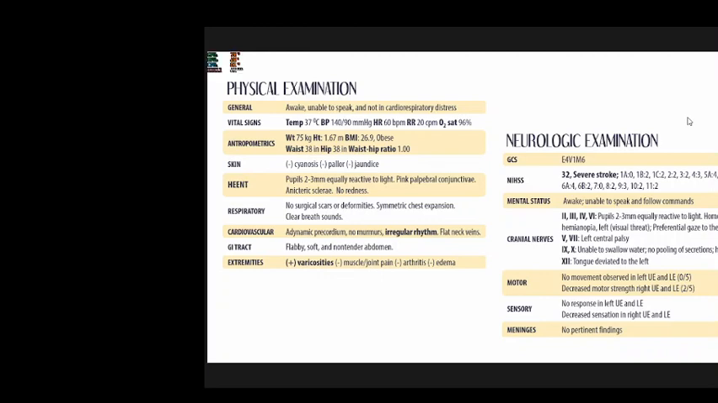Unable to swallow water, no pooling of secretions. There's hoarseness. Yes po, Doc. Pero the patient can swallow his saliva po, but not water. The patient can swallow his saliva but not water. Okay. Tongue deviated to the left. Care to elaborate more on this finding? Doc, pinatanong ko lang po, tapos daw yung dila po ay pag pinalabas po yung dila po na napupunta daw po siya sa left side po.